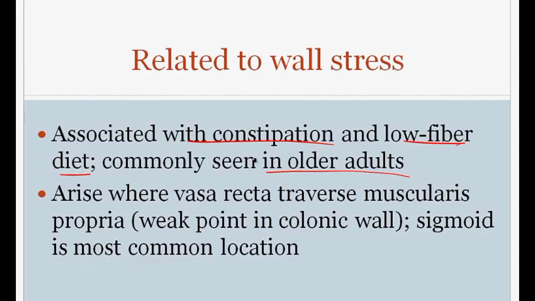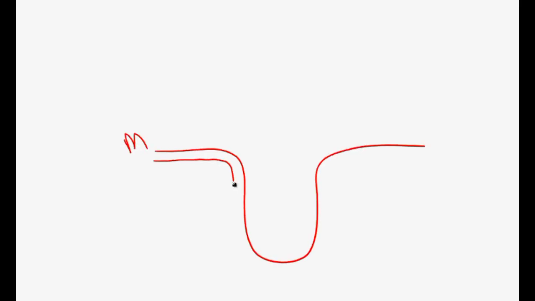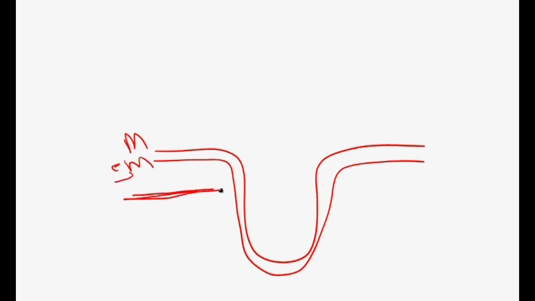What's important to note is that it arises where the vasa recta traverse the muscularis propria, and that's a weak point in the colon wall, and the most common location is the sigmoid colon. The idea here again being that if I were to draw you this image again, so this was the mucosa, and then again here this is the submucosa, and then you've got the muscularis propria, which I'm going to draw particularly thick here. So this is the muscularis propria.